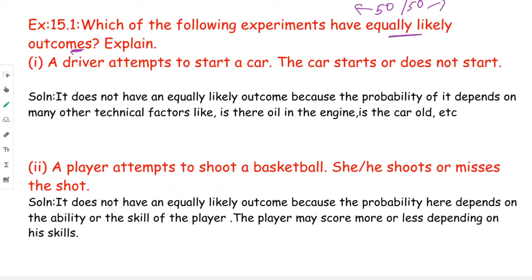All right, so let's see. A driver attempts to start a car. The car starts or does not start. Is this an equally likely outcome or not? When you look at the question again, this will not be an equally likely outcome. Why? I'll tell you. The car starts. Why would the car start? The car only starts if everything is perfect, when everything within the car is in a working condition.